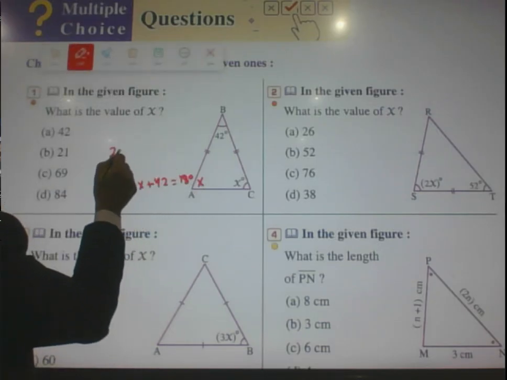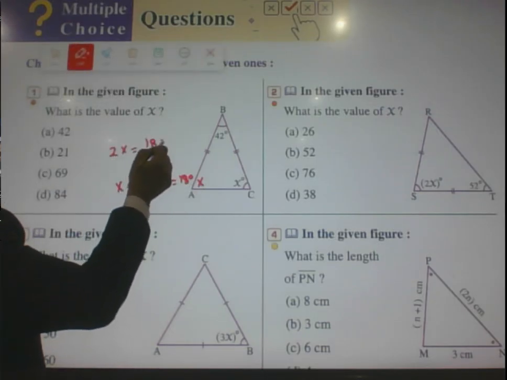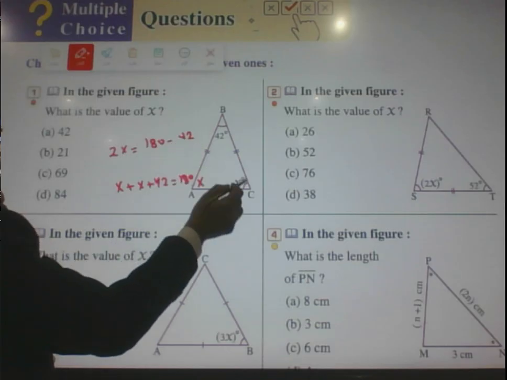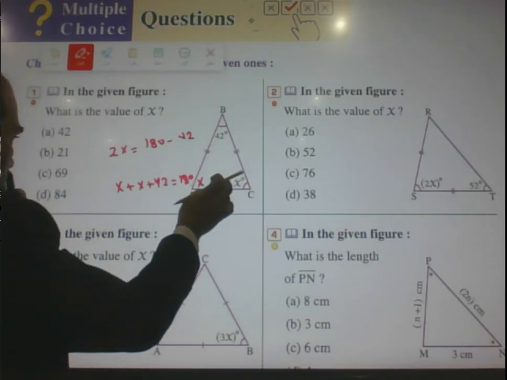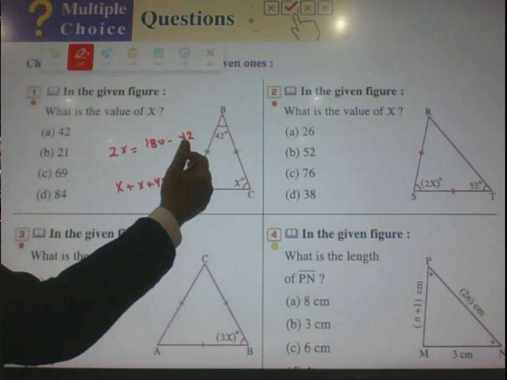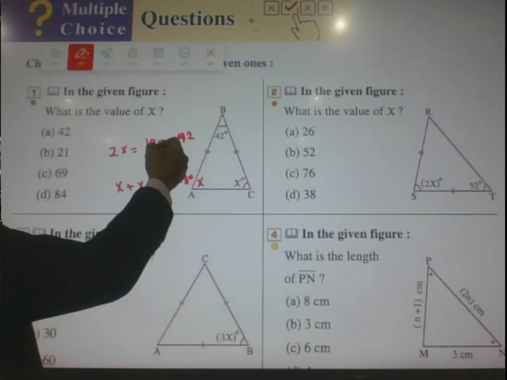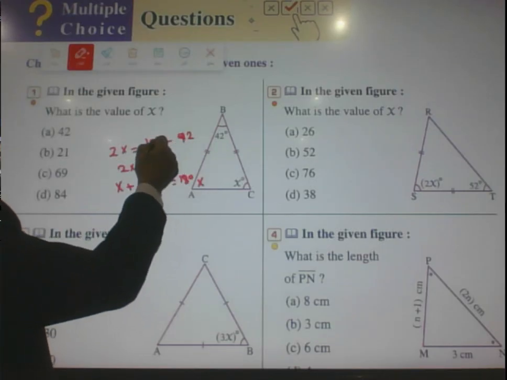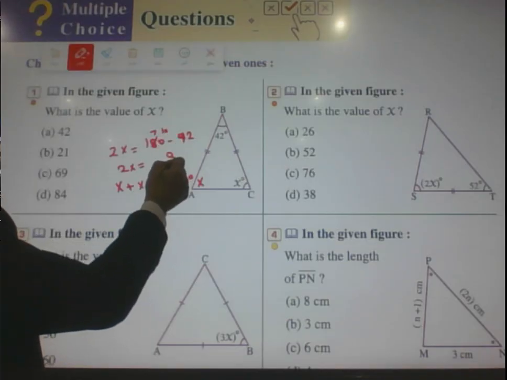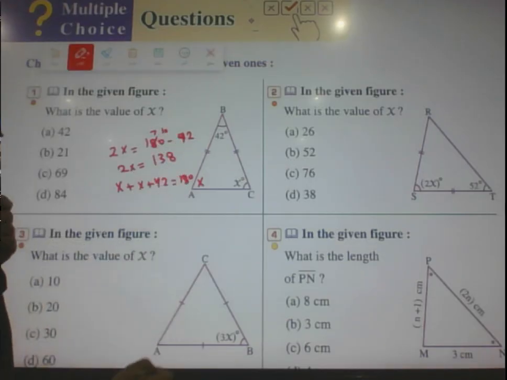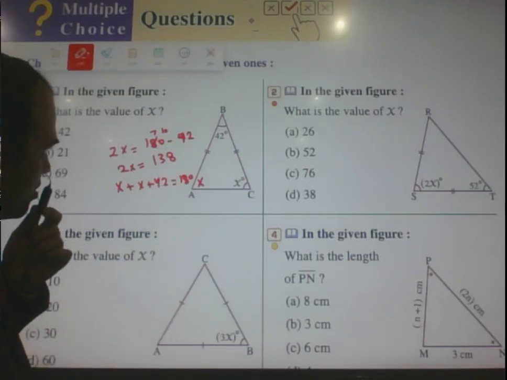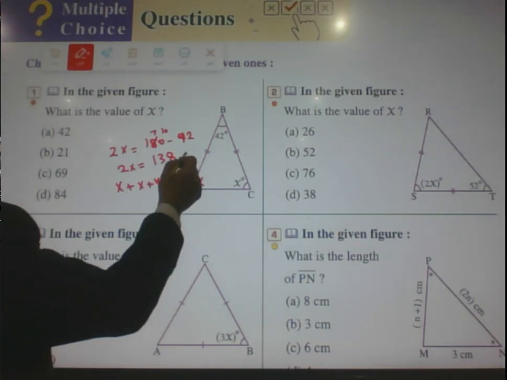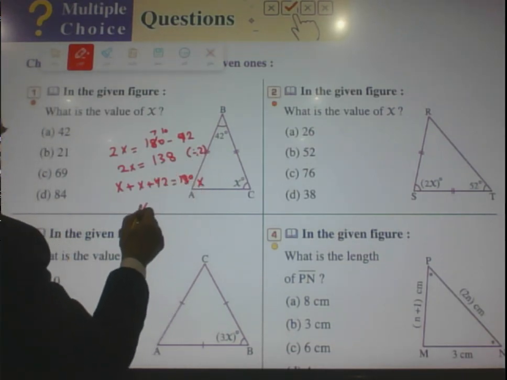x plus x equals 2x, equals 180 subtract 42. Then you can collect x plus x as 2x, or 180 subtract 42 and the result divided by 2. Then we can write 2x equals 180 minus 42. 10 minus 2 equals 8, and 7 minus 4 equals 3, and write 1. 2x equals 138. 138, I will divide it by 2 to find the measure of angle x.